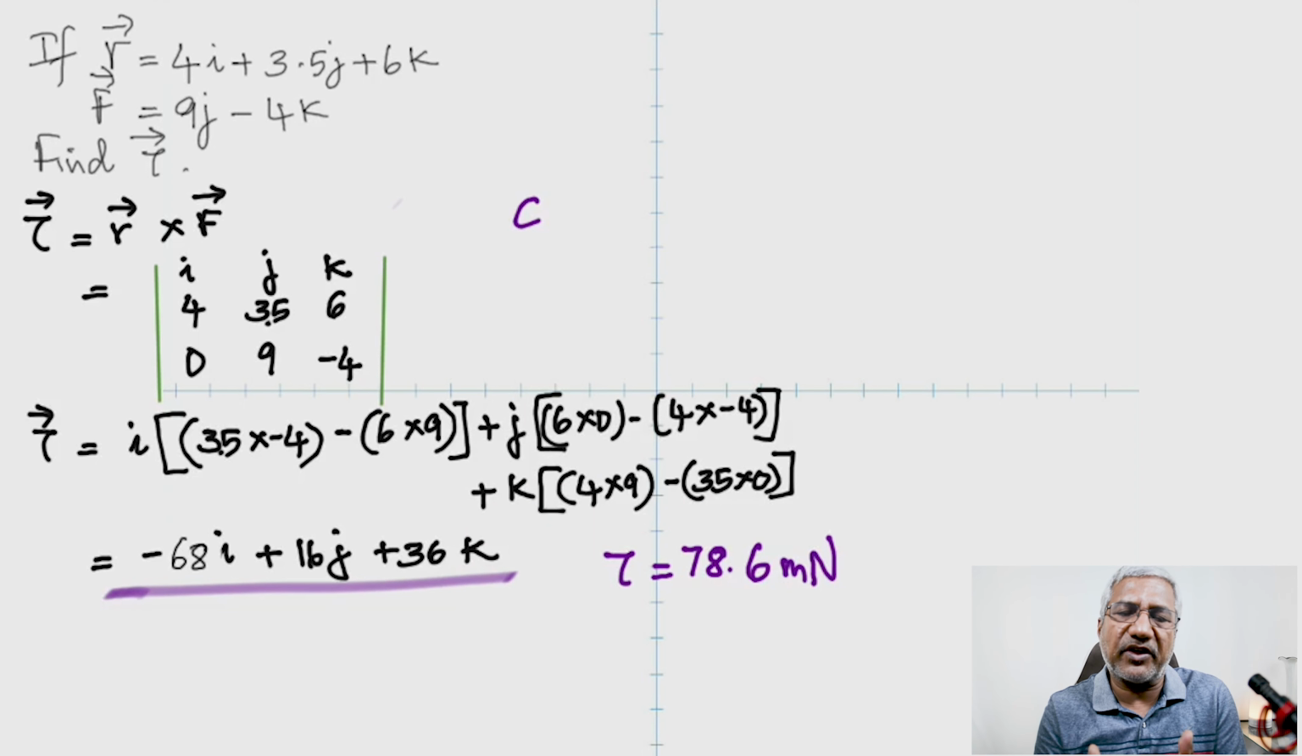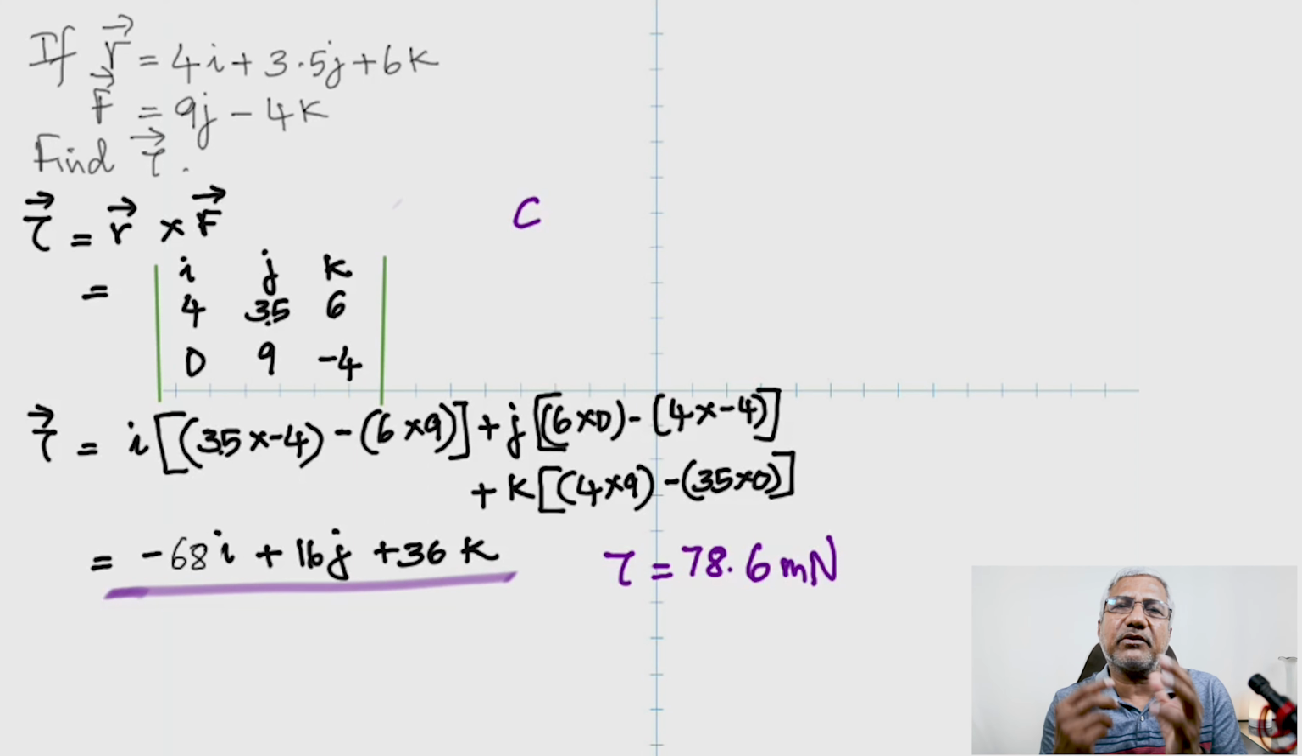And then what if you have to find the angle in this case? To find the angle between R and F, how do we find the angle? We got to go to the dot product. Now how is the dot product defined? The dot product of two vectors, in this case R dot F, is equal to R F cosine theta.